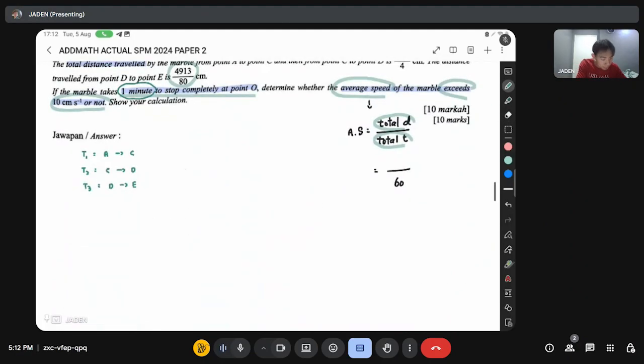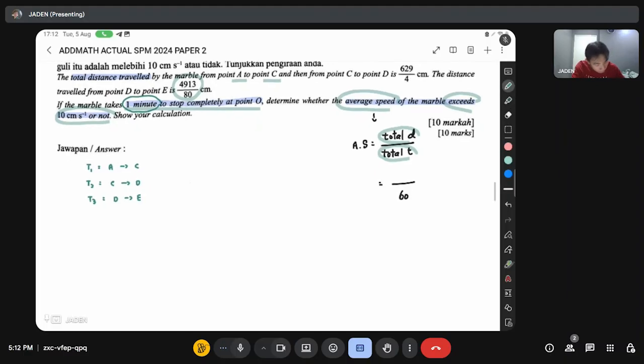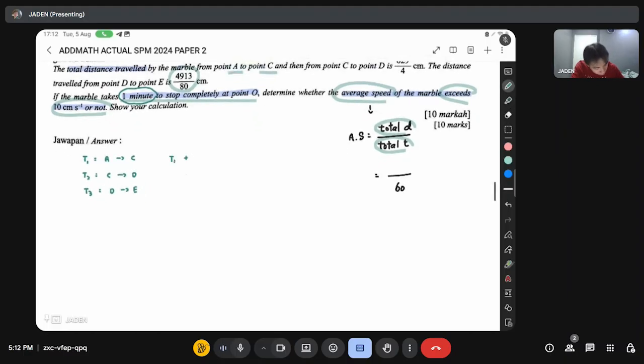Okay, the next thing is, you see from the information it says from point A to point C, the total distance traveled by the marble from point A to point C and then from point C to point D is 629 over 4. So that means T1 plus T2 itself is already 629 over 4. That will be the first equation that you can form.